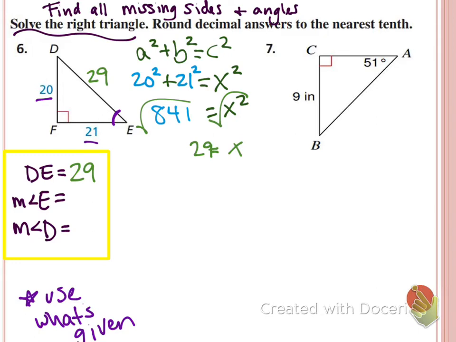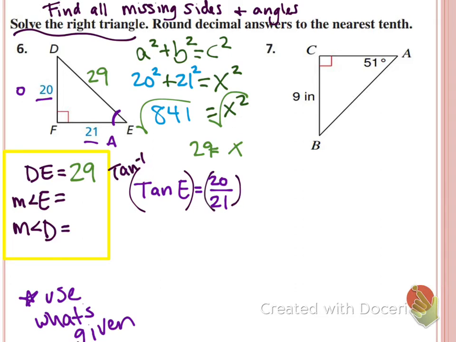So from angle E, 20 is opposite, 21 is adjacent, which means we're going to use tangent from angle E. It will equal the opposite, 20, over the adjacent, 21. We're solving for an angle. Anytime you solve for an angle, you're going to hit shift. So shift tangent in this case.